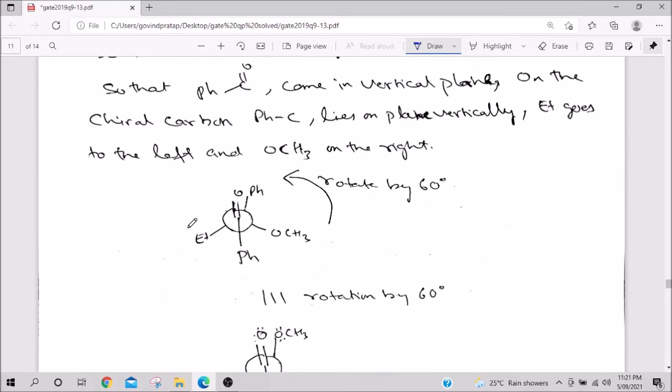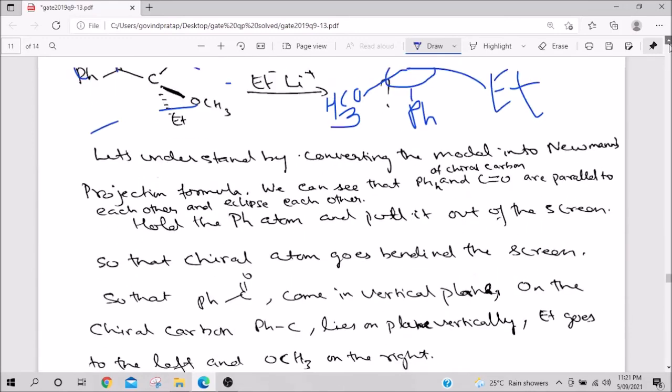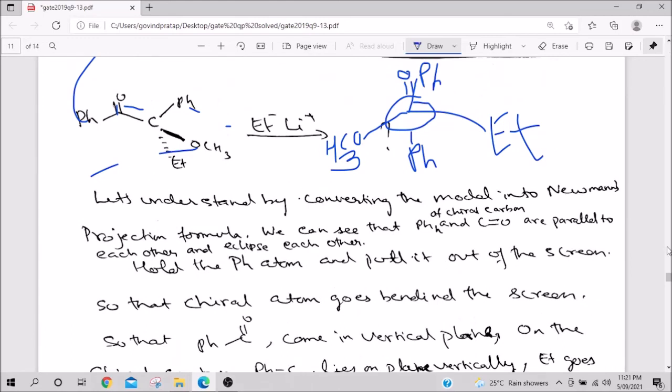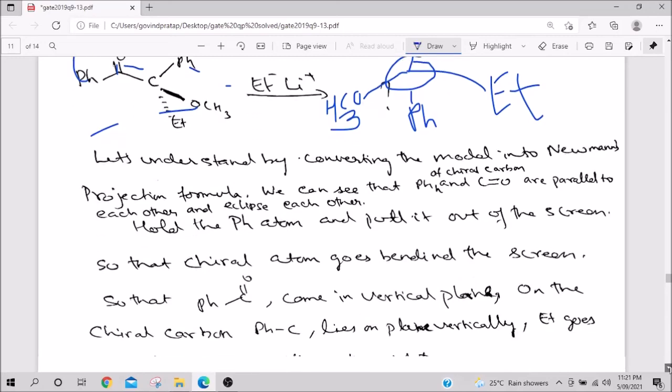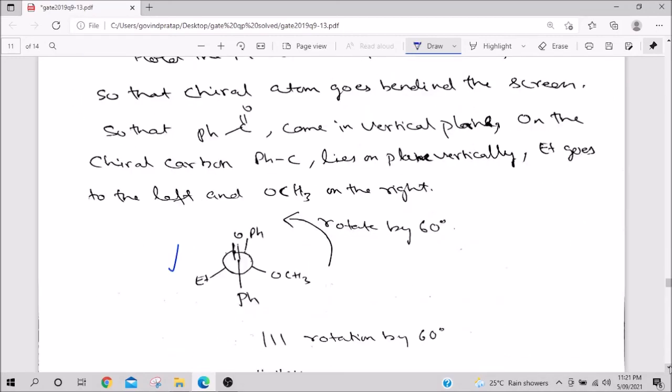So, this is what I drew. How did I draw, right? One second. I have drawn OCH3 on the left and Et on the right.